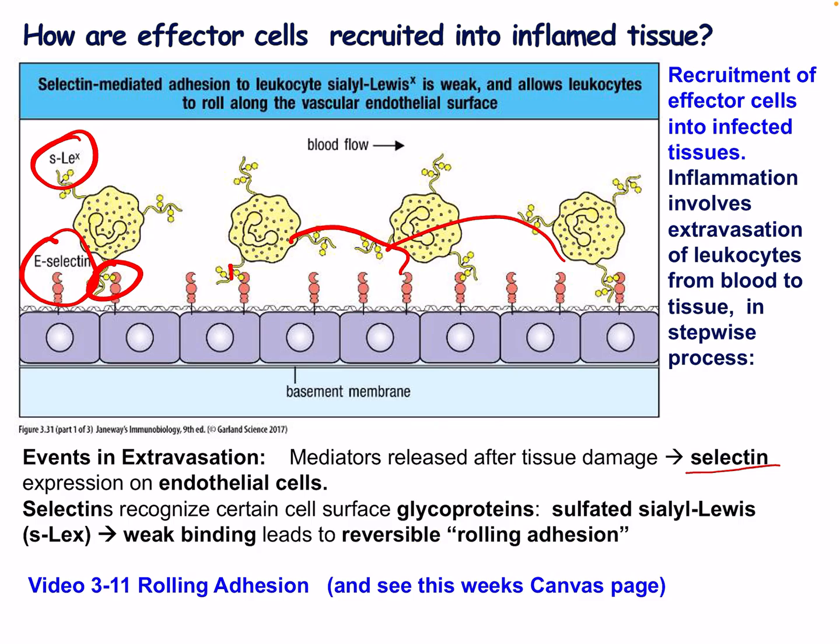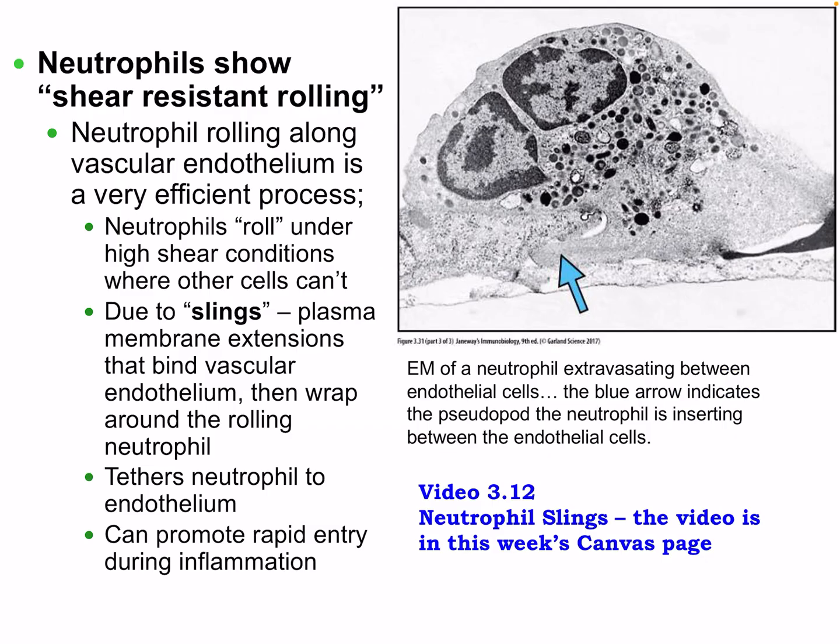So before we finish this, we're just going to talk about what neutrophils can do to also bind as well. So neutrophils show shear resistant rolling. Neutrophil rolling along the vascular endothelium is a very efficient process. Neutrophils roll under high shear conditions, so high blood flow rate, where other cells can't, so they can get into places where some other blood cells or white blood cells might not be able to get to.